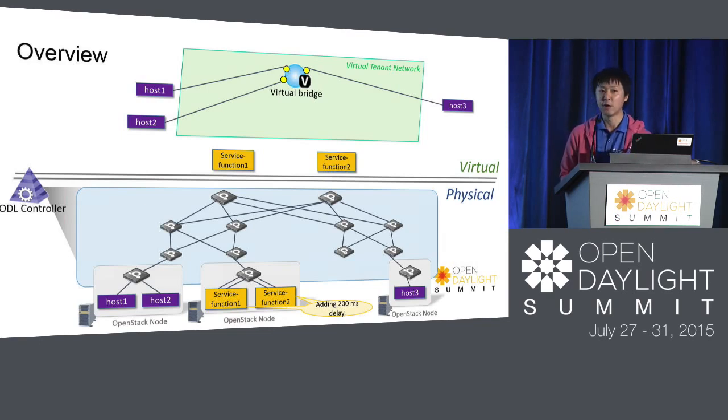This slide shows the overview of this demonstration. The lower half of this slide shows the physical equipment. In this demonstration, I deployed three OpenStack nodes running five VM instances, including two service function VMs. To make it clearly obvious, this service function just inserts a 200 millisecond delay when it forwards packets. So when a packet goes through these service function VMs, 200 milliseconds of delay is added, and you can easily see when the packet goes through the service function chain.